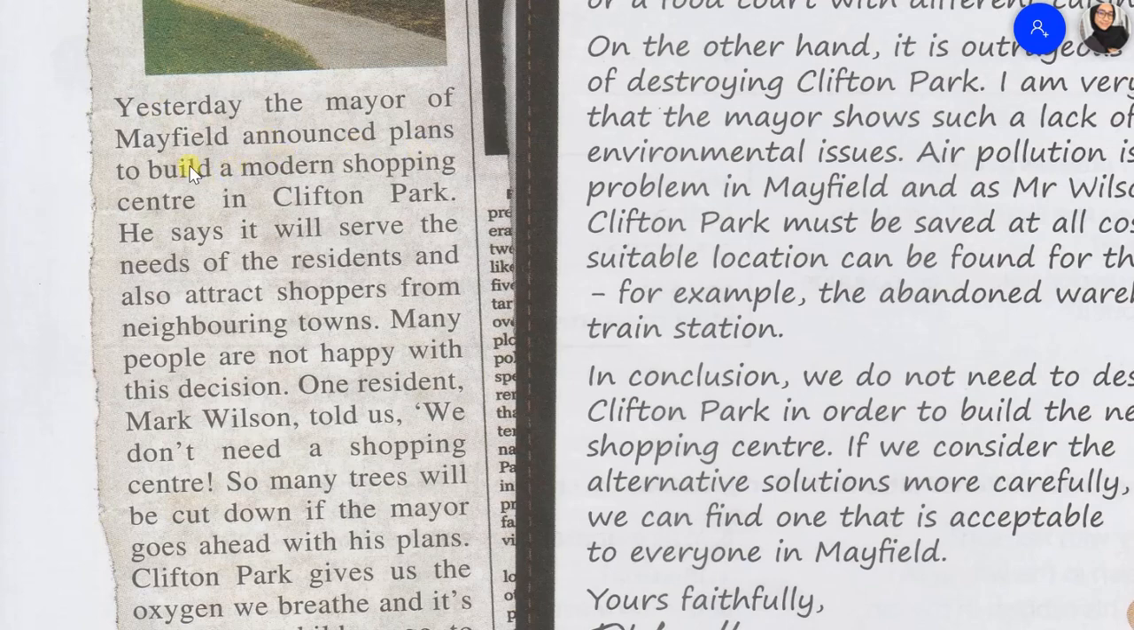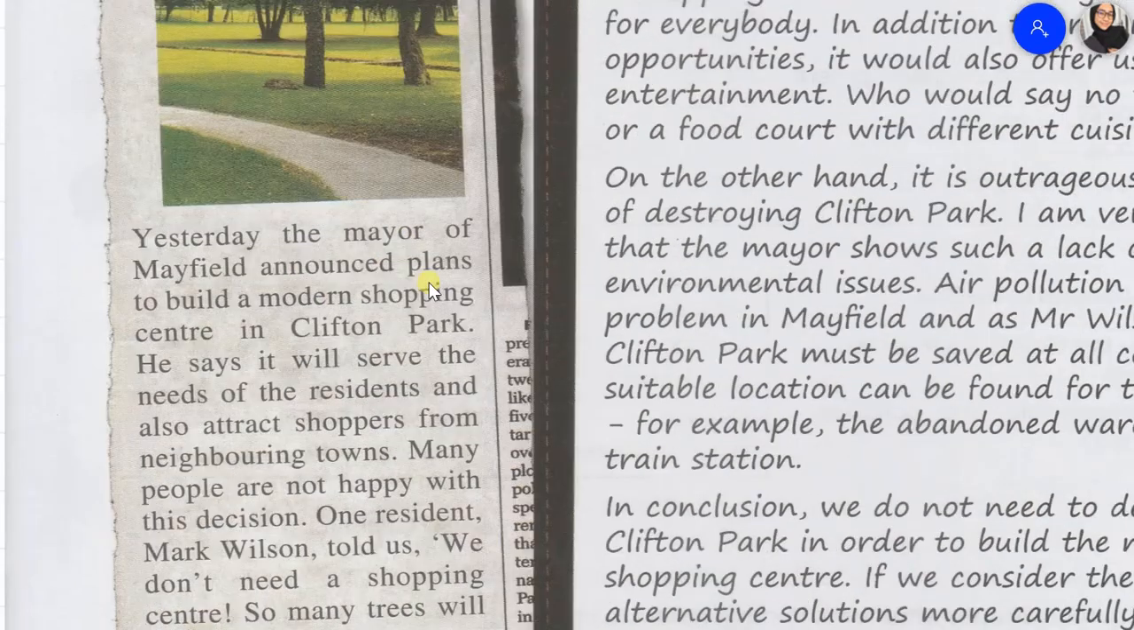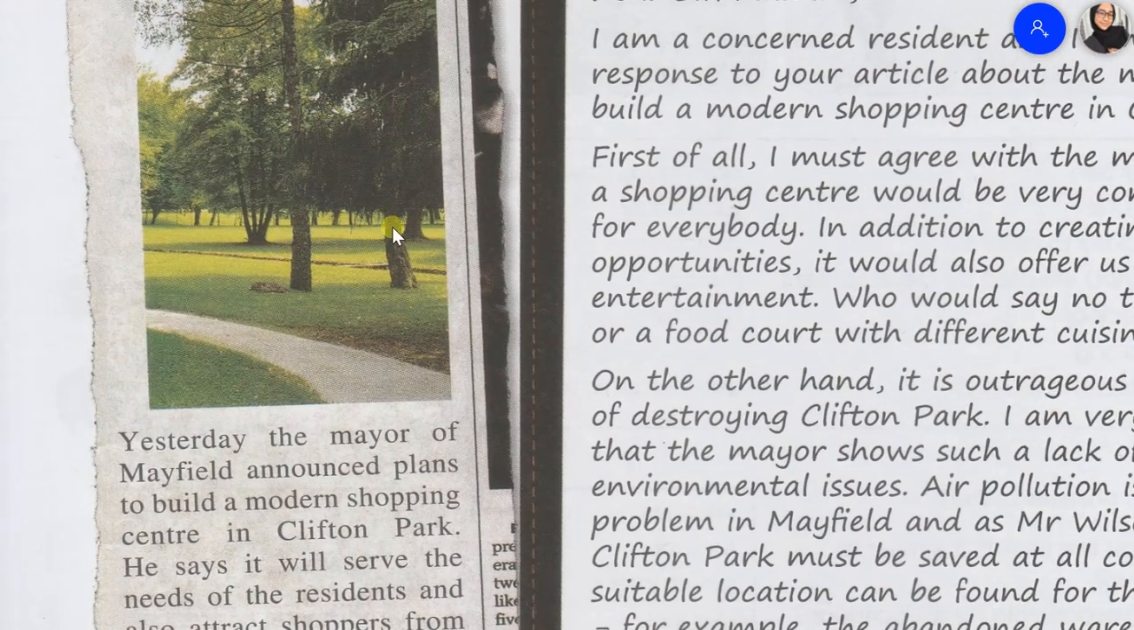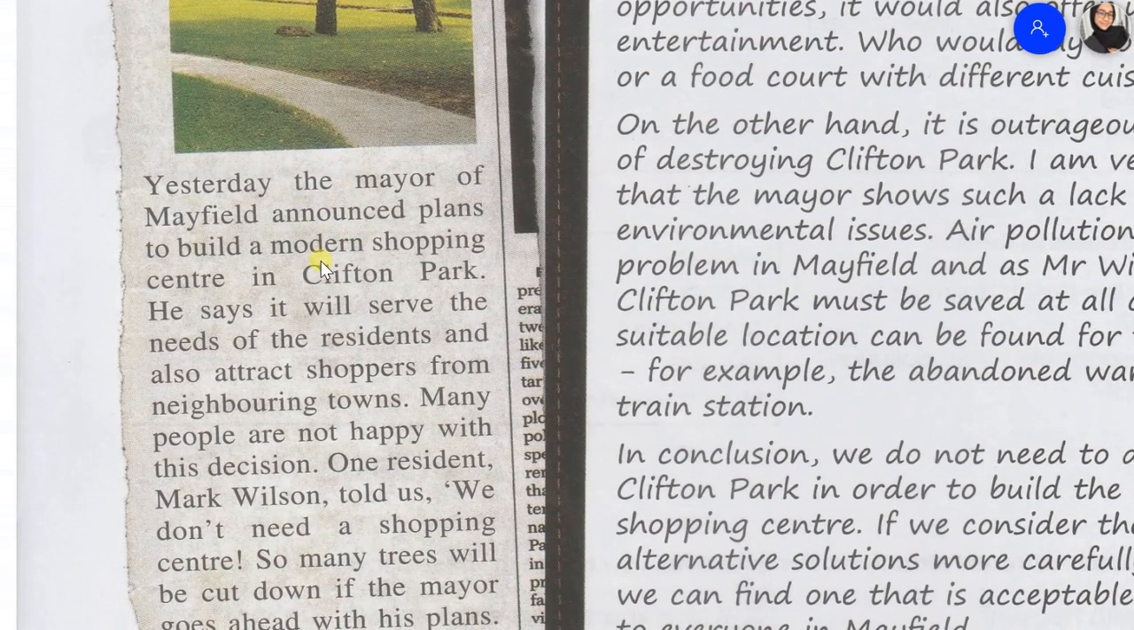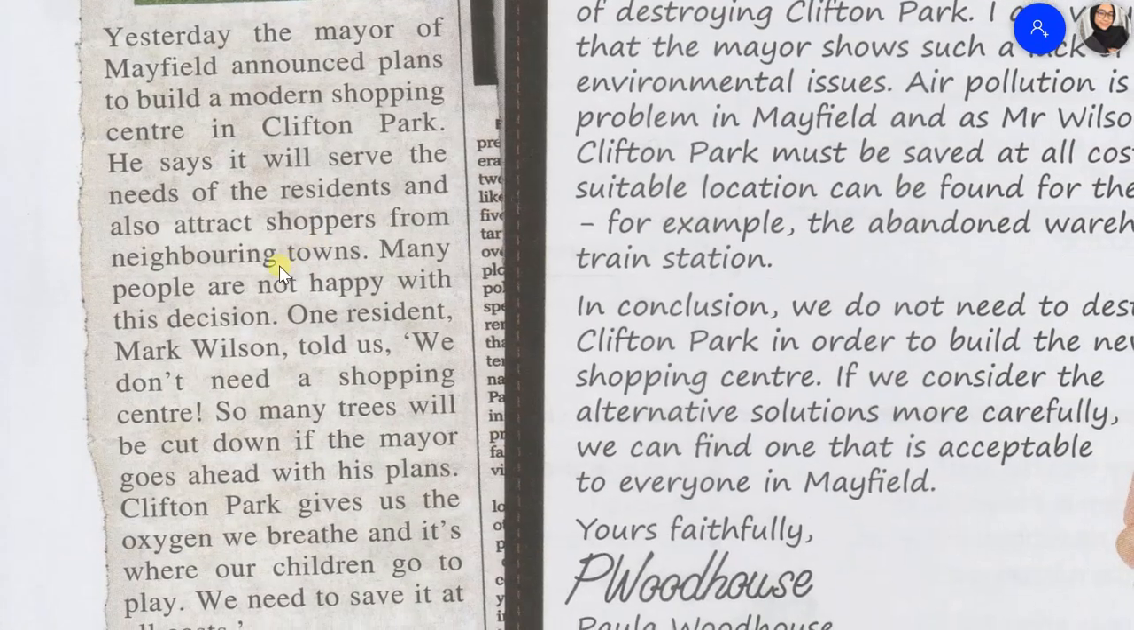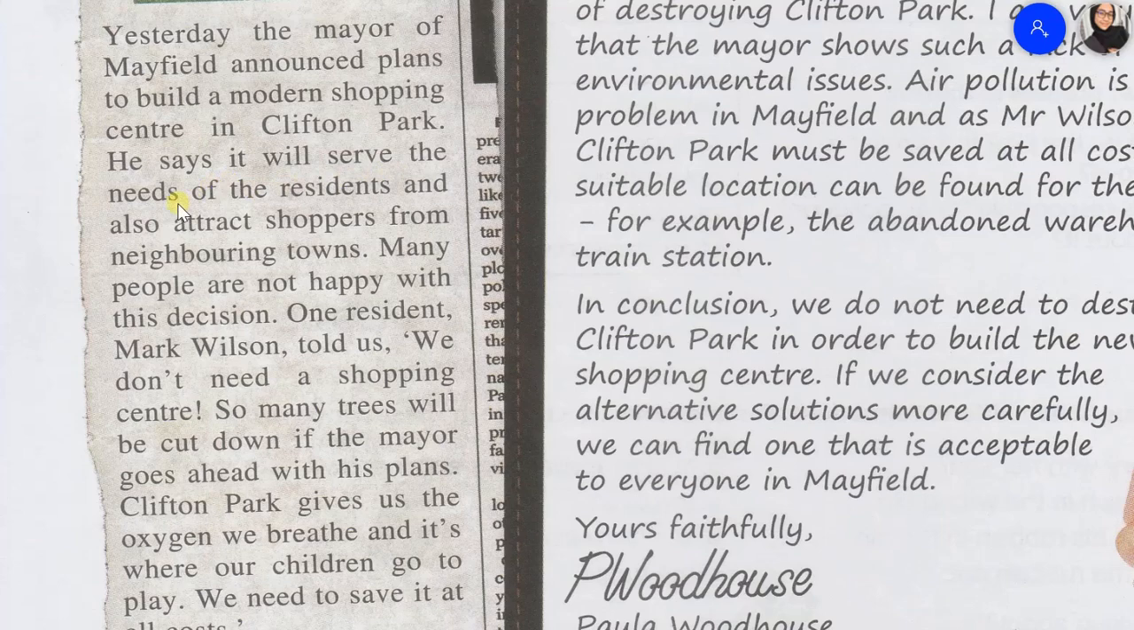Yesterday, the mayor of Mayfield announced plans to build a modern shopping center in Clifton Park. So probably this is a Clifton Park. And the mayor, apa tu? Datuk Bandar, okay, nak plan dan announce, dia kata dia nak buat shopping center. He says it will serve the needs of the residents and also attract shoppers from neighboring towns. Many people are not happy with this decision.